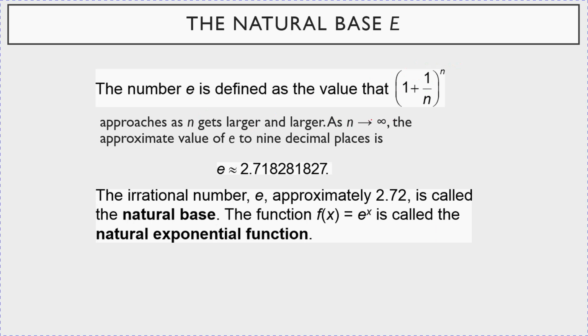So as n goes to infinity, as n becomes 1,000, 10,000, 20,000, a million, a billion, whatever, the approximate value of e to 9 decimal places is 2.718281827, and it's an irrational number, so it keeps going on and on. We'll say that e is approximately 2.72. This is called the natural base, this number e. And this function, e to the x, is called the natural exponential function. It has a lot of applications in the real world.